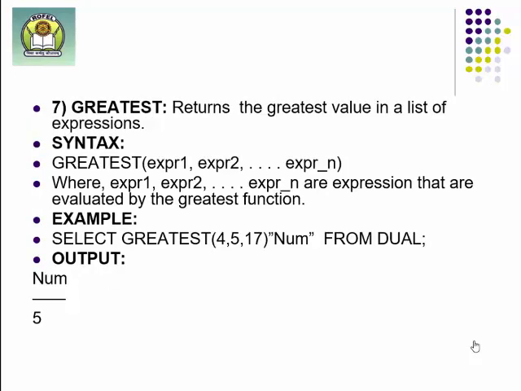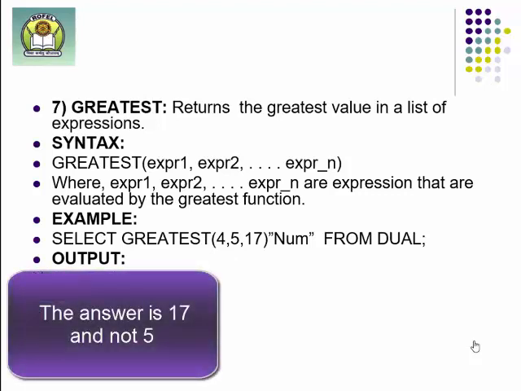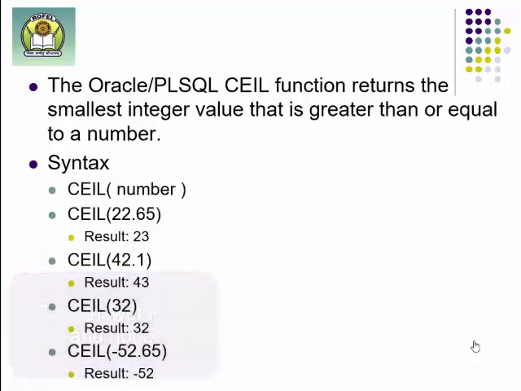Now greatest. Greatest means what? It returns the greatest value in the list of expressions. Whatever values you are giving, from that it will return the greatest value. Ceiling function, what will it do? It will return the smallest integer value that is greater than or equal to the number. For example 22.65, the ceiling value will be 23. 42.1, so it will return 43. 32, the ceiling value is 32 only.